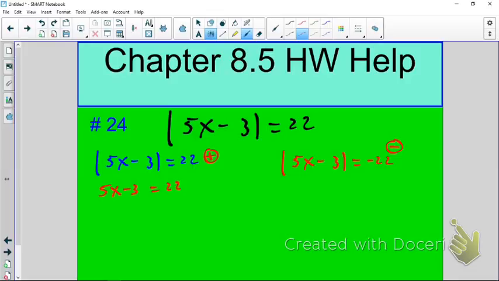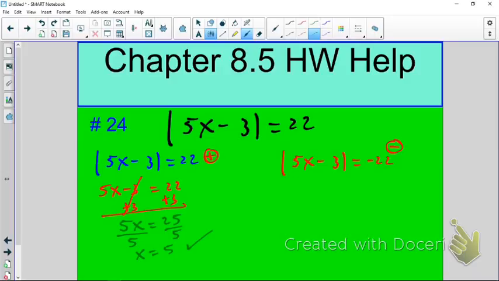Now that we've separated them, I get to use the addition property of equality, where I get to add 3 to both sides. Remember, that simplifies because of the additive inverse, and then we end up with 5x is equal to 25. I get to use the division property of equality, where I divide both sides by 5, and I end up with x is equal to 5. So that's my first set.